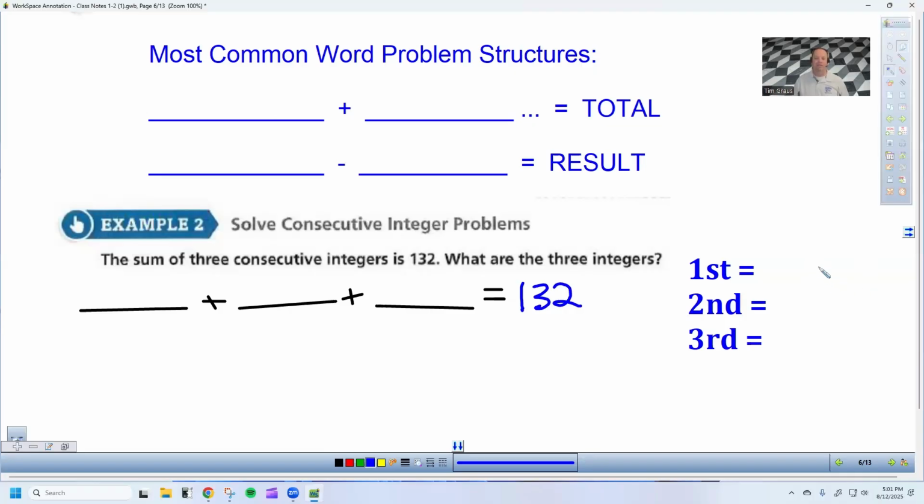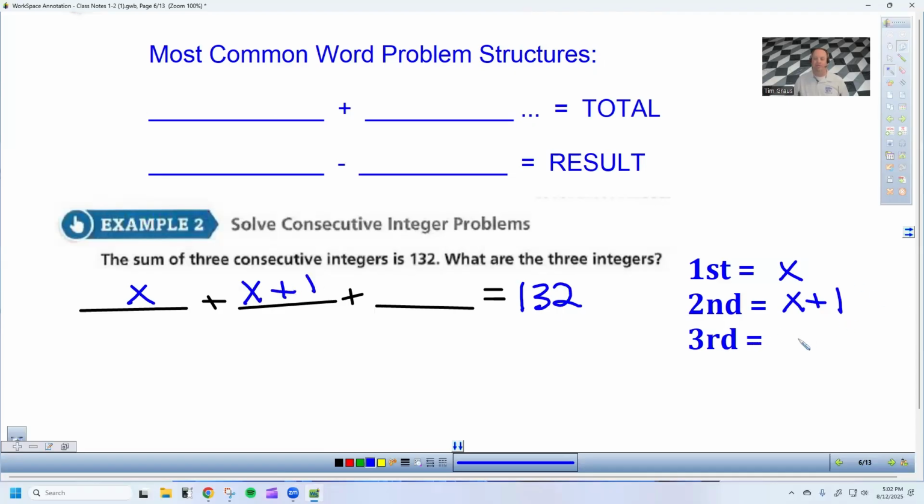But what am I going to put in each of these blanks? I don't know what any of the integers are. I don't know what the first one, the second one, or the third one is, but I could start using variables. Since I don't know the first term, I'm going to call it x. Now the next consecutive integer, remember that integers count by ones, so the next integer is going to be 1 up from x. I could represent it as x plus 1. So in the second blank, I'll put x plus 1.